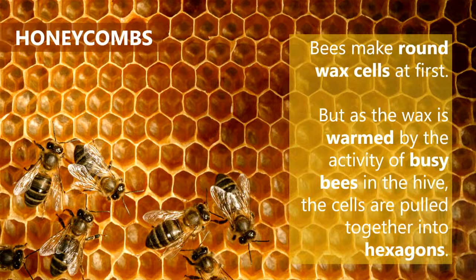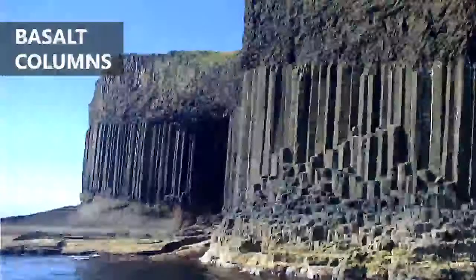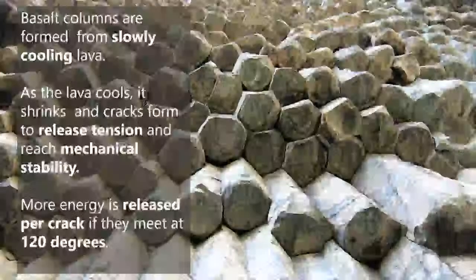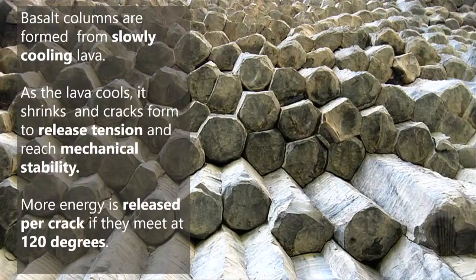They start off as circles, but as they expand and contract and pull and push, they become hexagons. Also, basalt columns, another place we see hexagons in nature. Basalt columns are formed from slowly cooling lava.